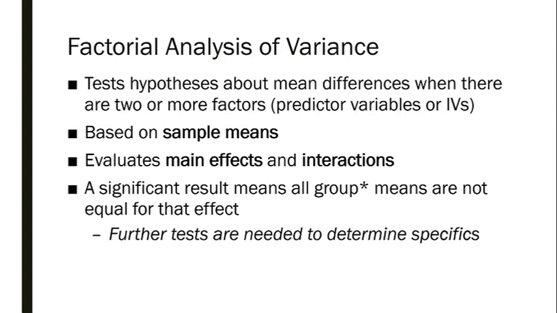So a statistically significant result, a statistically significant F ratio, means all group means or possibly all marginal means, we're going to talk a little bit later about what I mean by marginal mean, are not equal for that particular effect. And in most cases, further tests are going to be necessary to determine the specific details about what is significantly different from what.